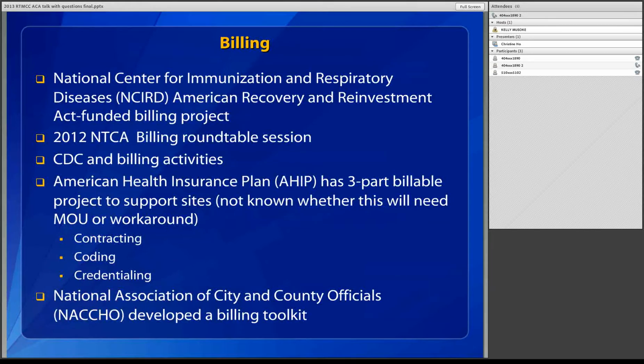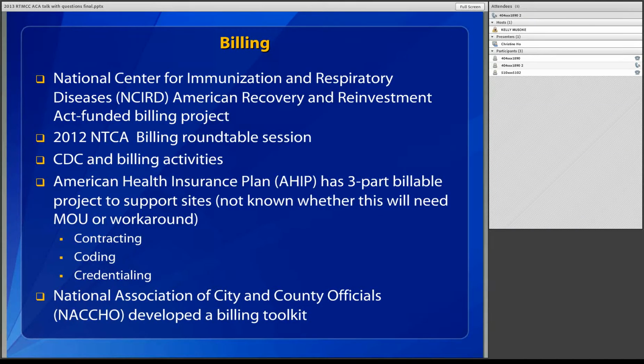There have been a lot of activities around billing in the CDC and beyond. The National Center for Immunization and Respiratory Diseases, NCIRD, had an American Recovery and Reinvestment Act era-funded billing project where they had planning sites and implementation sites that looked at what we just looked at graphically, and that is billing for immunizations. And immunizations is a very nice activity to target because it's a procedure and easy to bill for. It was a big success, and it's actually being expanded now.